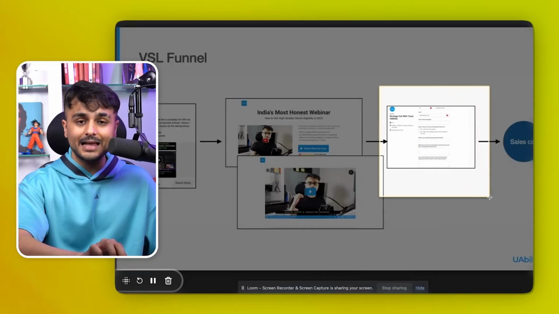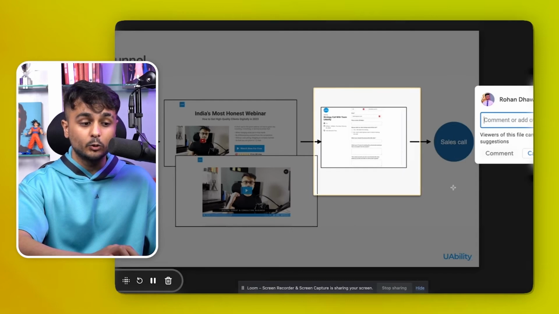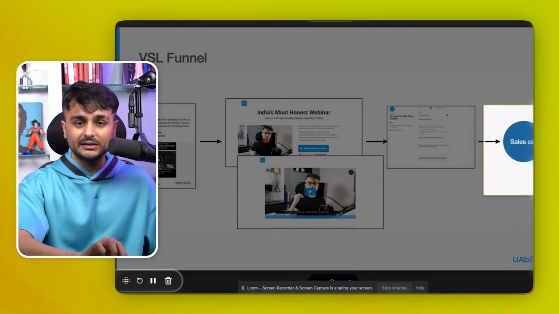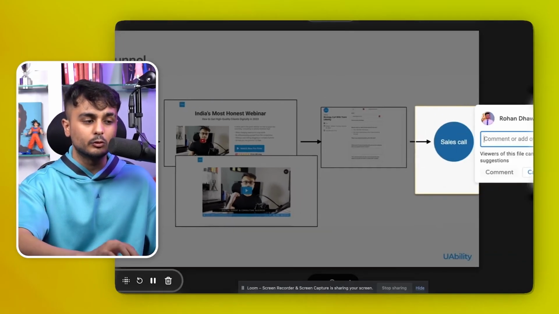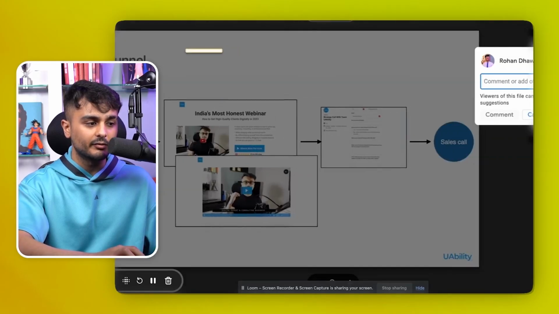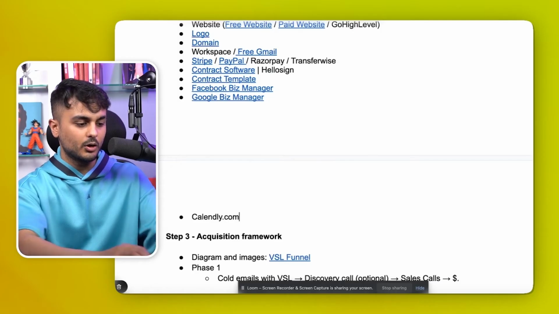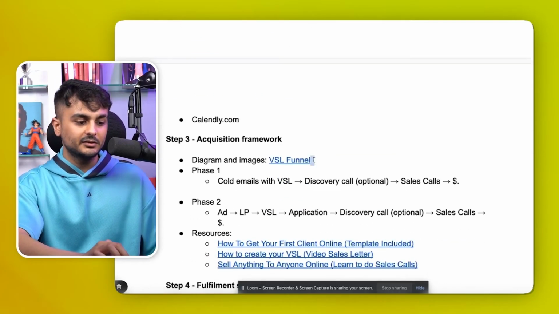Then there's a calendar which is hosted on calendly.com, and you actually get access to that as well, which I should probably specify in the tools part. And then at the end, you have a sales call where you get on a call and close the deal. It is as straightforward as it seems. Okay, so let me just add calendly.com over here. And that being said, this is the VSL funnel.